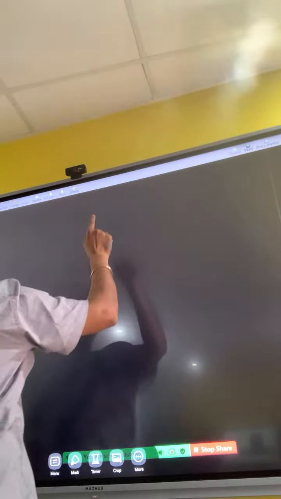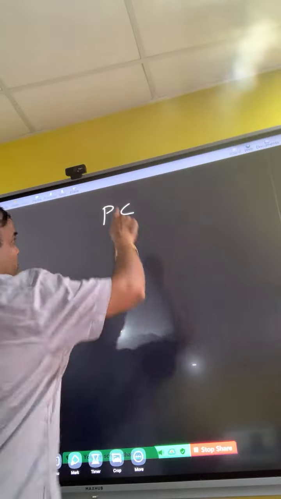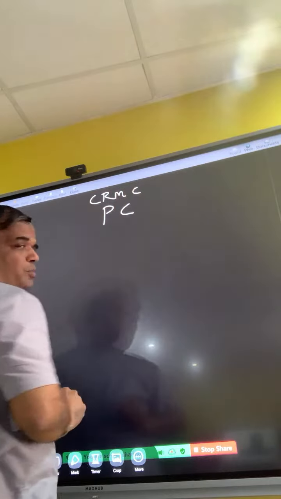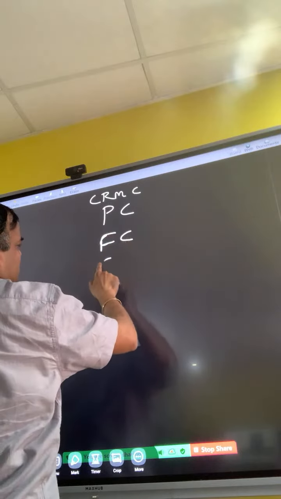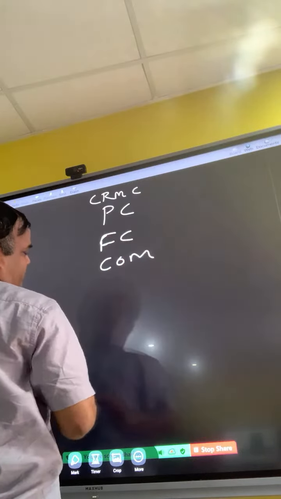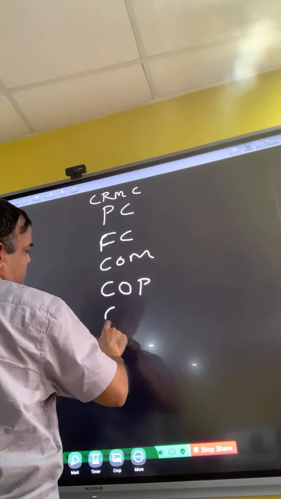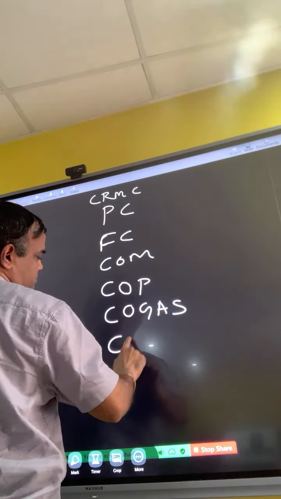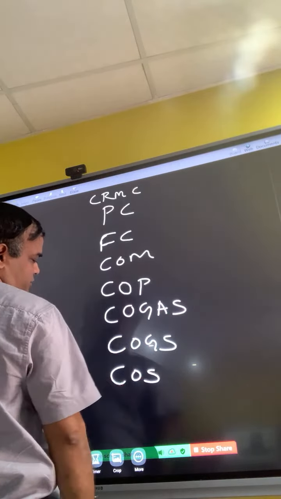Okay, comfortable or not? So you have to be thorough with what? Prime cost. You should know what is called the prime cost. Before that, cost of raw material consumed. Then factory cost, cost of manufacture, cost of production, cost of goods available for sales, cost of goods sold, cost of sales.